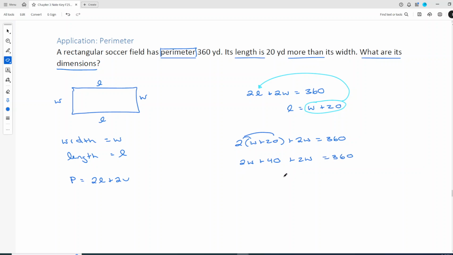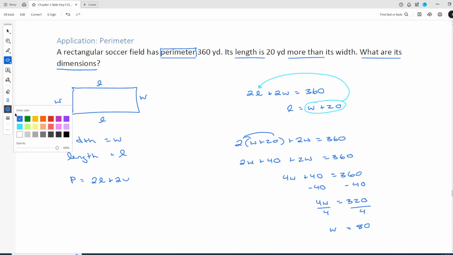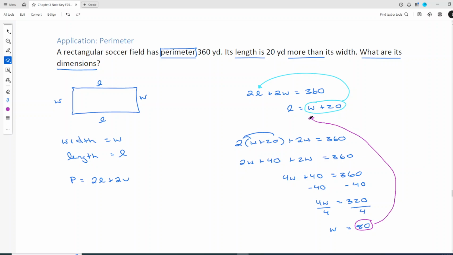Then I'm going to simplify further by collecting like terms. 4W plus 40 is equal to 360. Then I want to get the 4W by itself, so I'm going to subtract 40 from each side. I end up with 4W is equal to 320, and then I'm going to divide both sides by 4. I end up with W is equal to 80. Always, once you've solved for one of the variables, you're going to take it and substitute it in to solve for the second variable. You would end up with L is equal to 80 plus 20, which is 100.